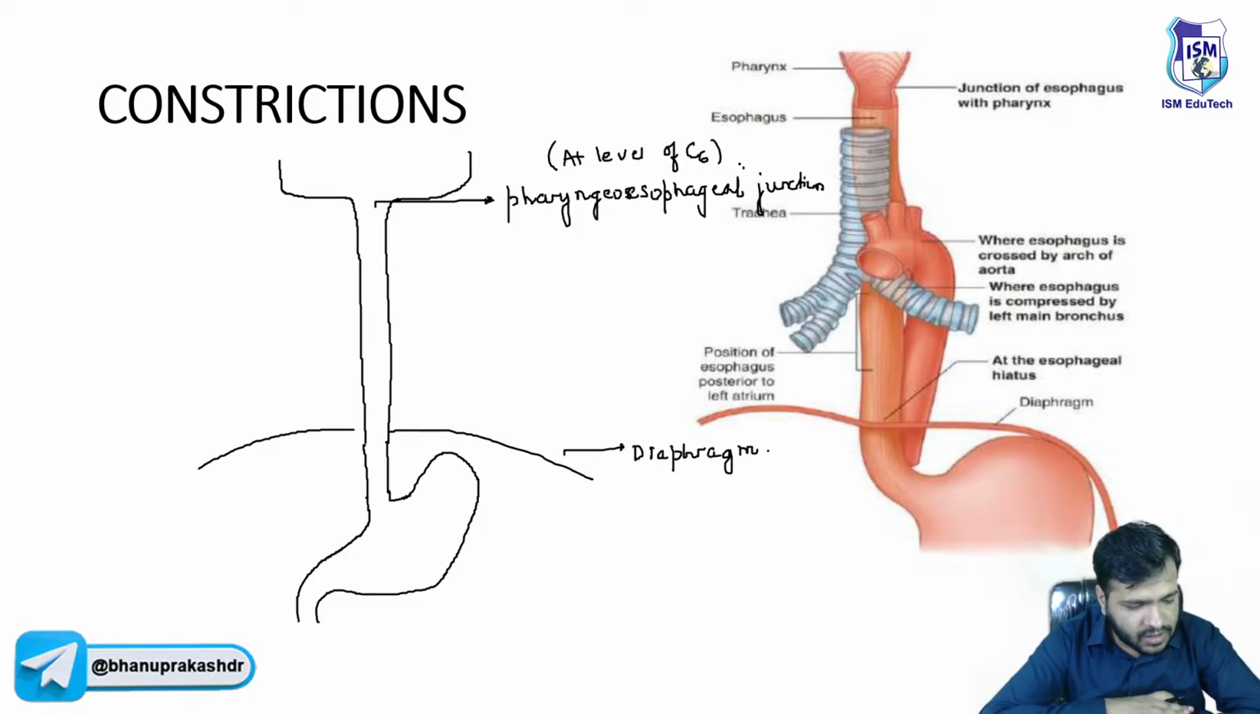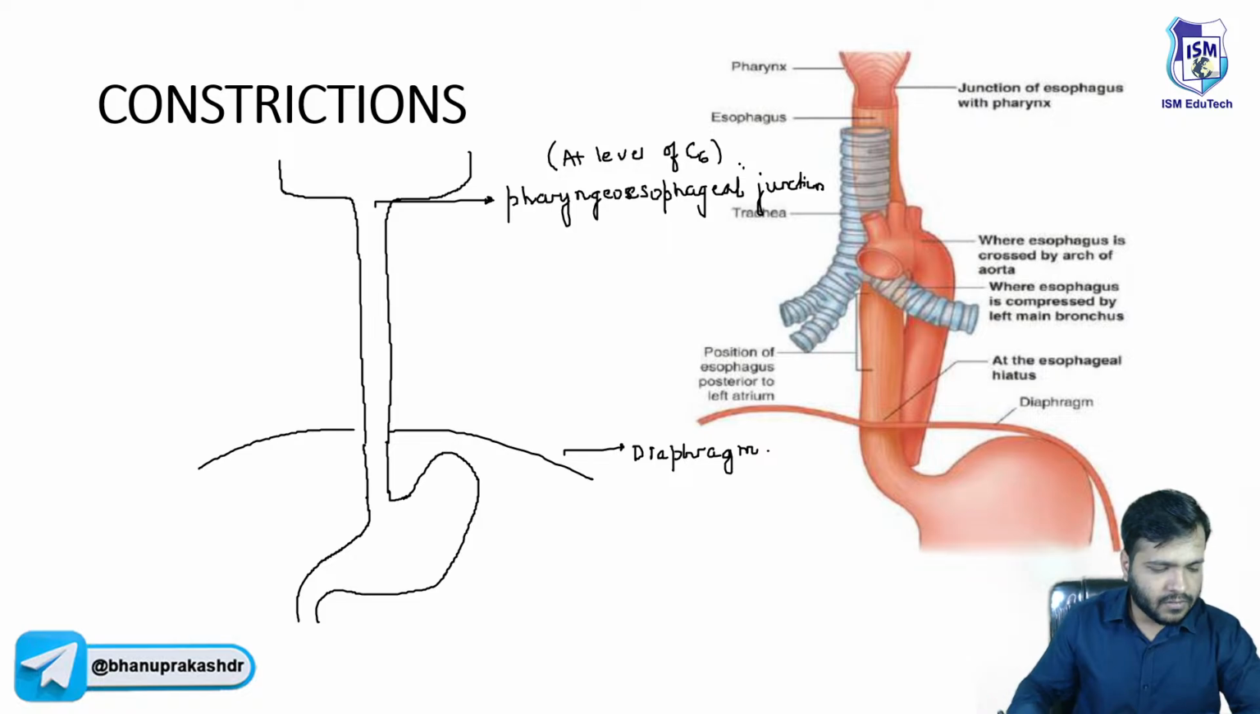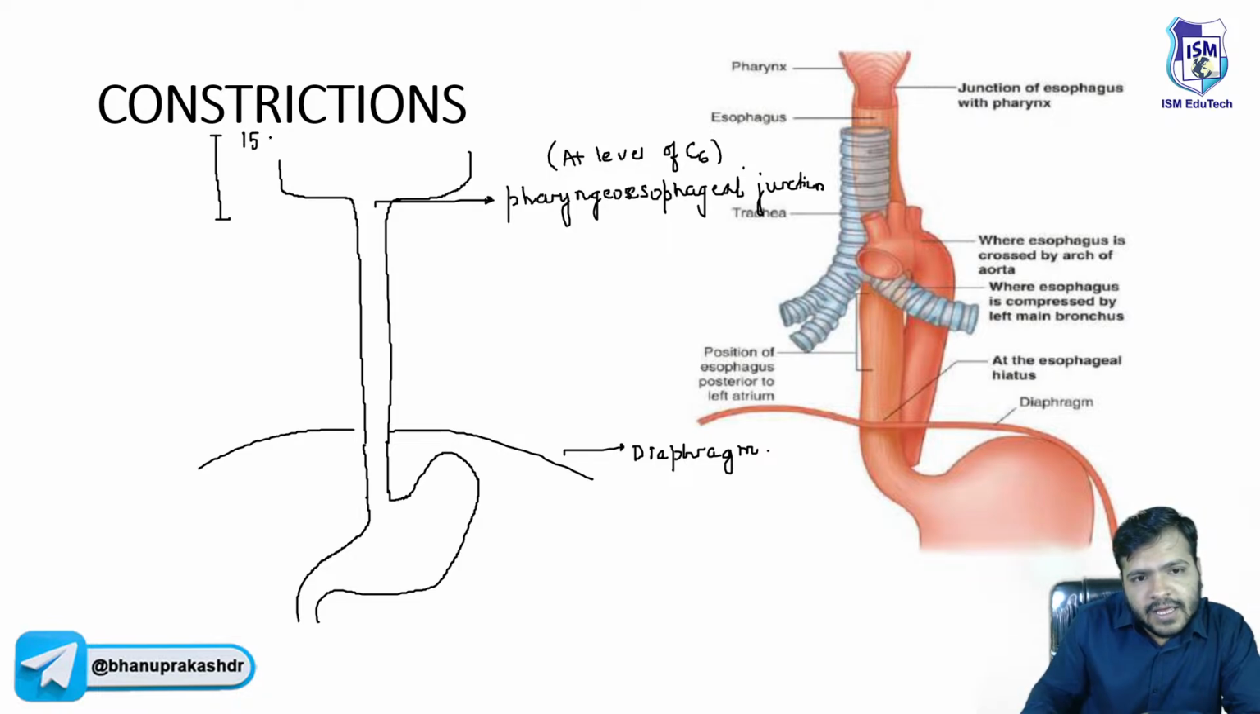Before coming exactly to the constrictions, there are 3 important landmarks, beta. Now, the very first one, beta, if we take from upper incisor, this is the first constriction that will appear. Now, it is 15 centimeter from upper incisor.